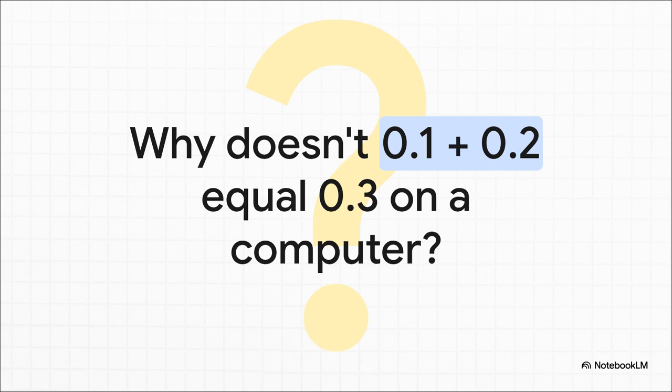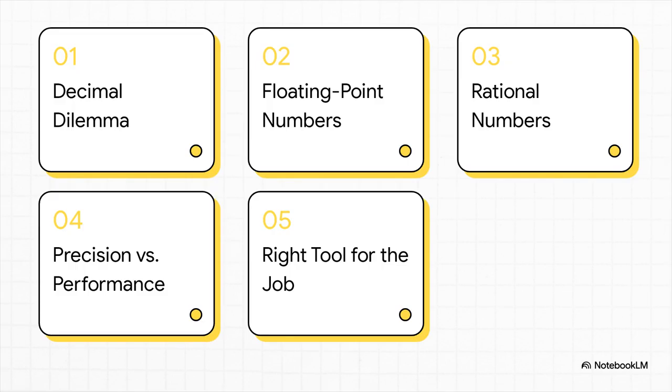The reason why uncovers this fundamental conflict in how computers have to handle any number that isn't a simple whole number. So here's how we're going to solve this puzzle. First, we'll dig into the computer's core problem with decimal numbers. Then, we're going to meet our two contenders for the job. One is built for pure speed, the other for perfect accuracy. We'll see them go head-to-head, and then figure out how to choose the right one for the job.